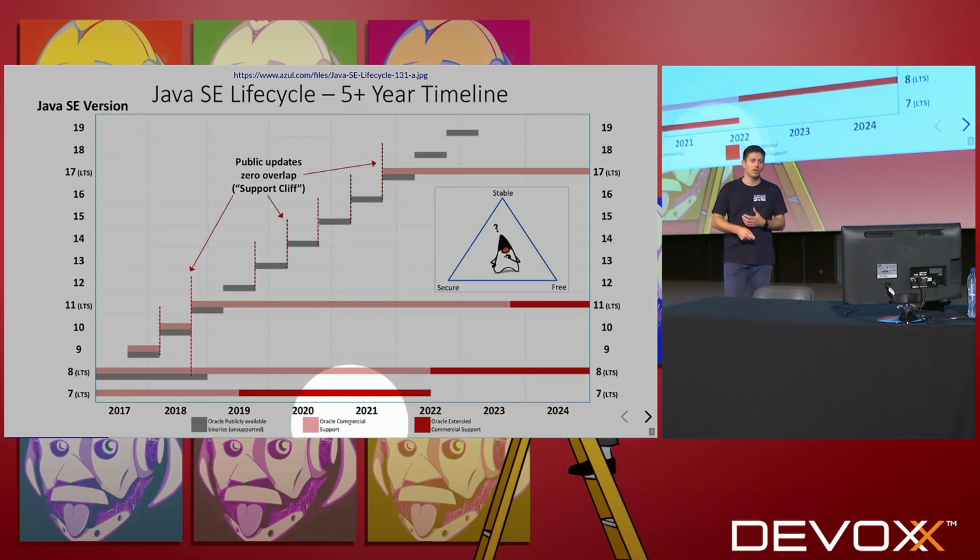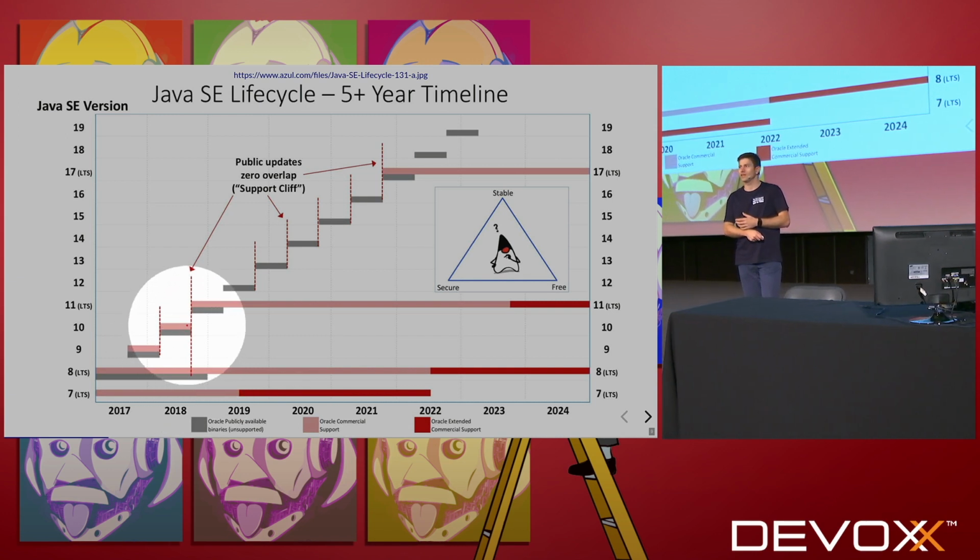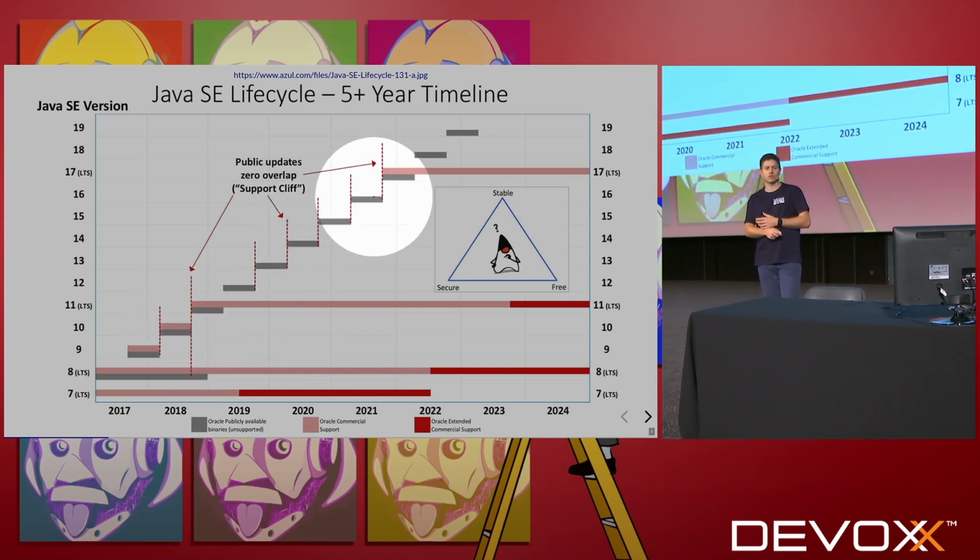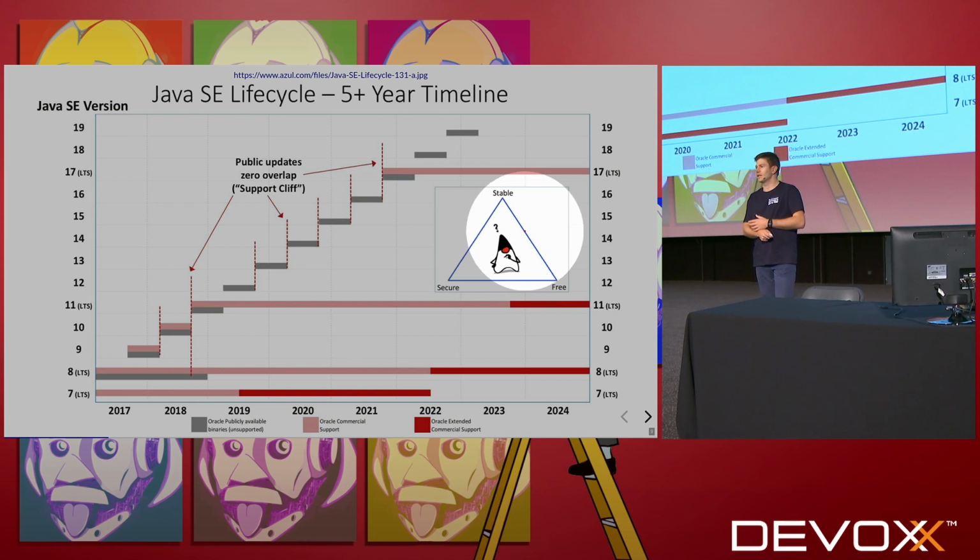Anyway, we then have these new versions of Java released every 6 months, and the gray boxes mean that you have this free version of Java, and this is this extended version of Java, like here and here also Java 8. And this brings us to this nice triangle, meaning our JVM can be secure, free, or stable. And we have to pick two.